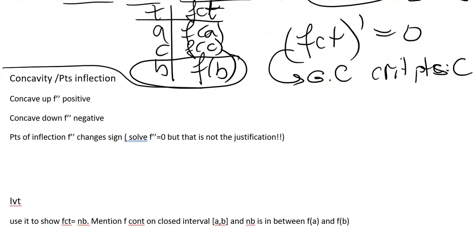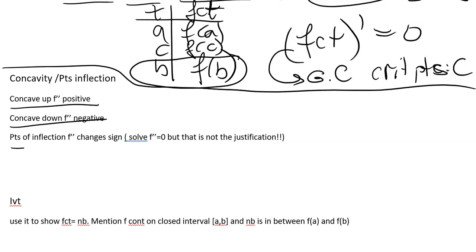The other one is about concavity and points of inflection. So a function is concave up when the second derivative is positive. Be careful. Concave down when the second derivative is negative, and the point of inflection is where the second derivative changes sign. I know a lot of you solve it where the second derivative is 0, but that's not really the truth.